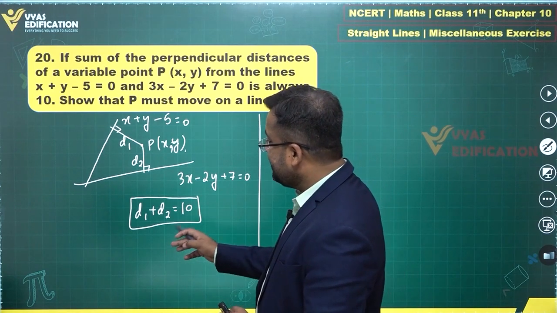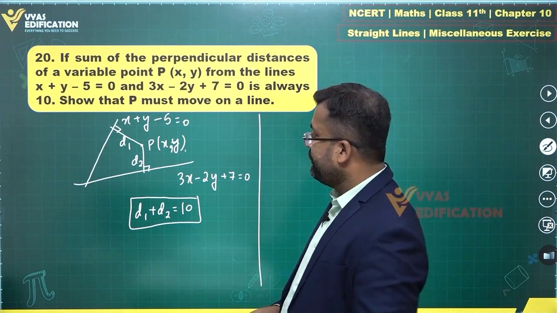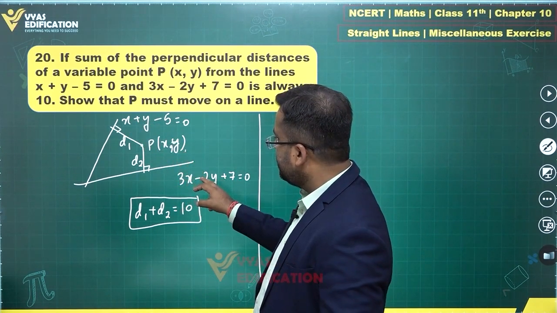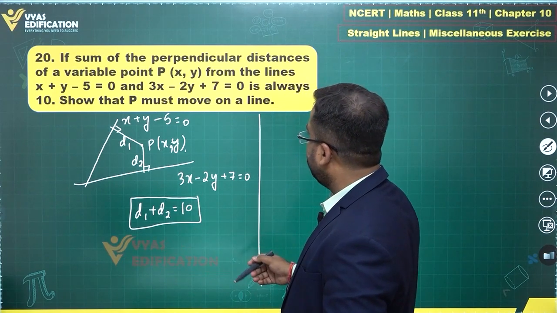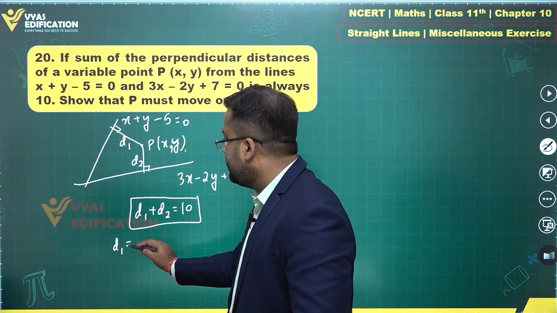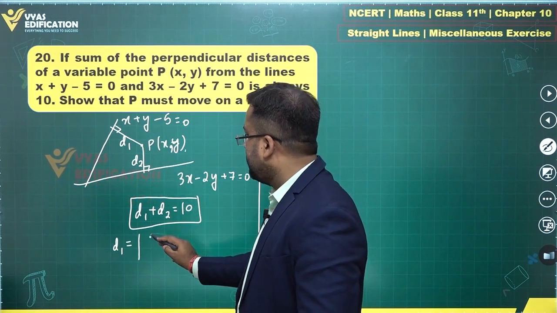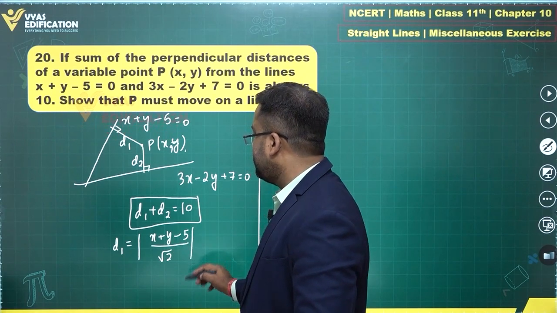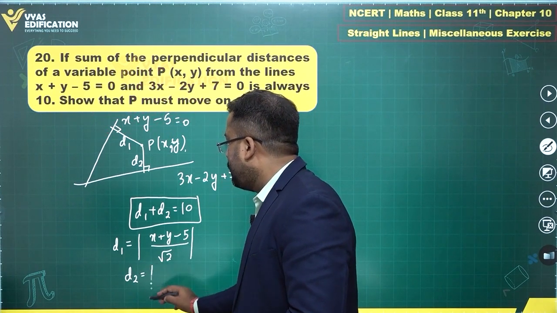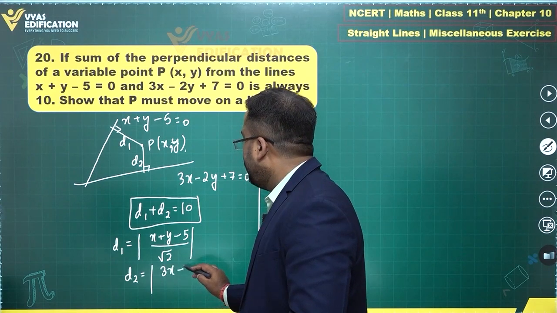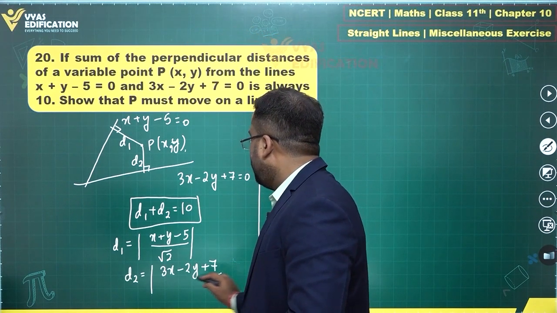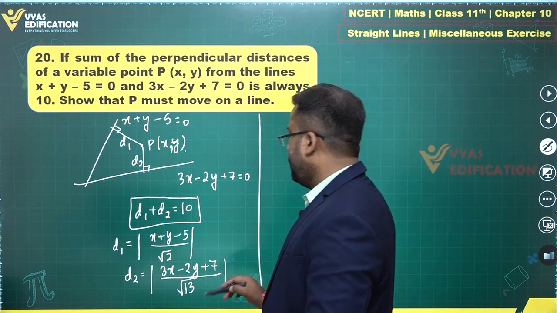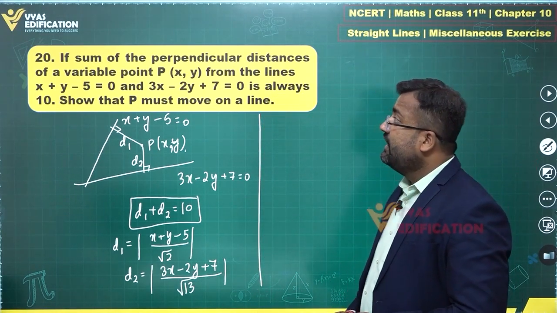So let's see, d1 plus d2 equal to 10. How will we apply this condition? We can directly write the distance of this point from this line and from that line, and substitute it over here. d1 is the modulus of x plus y minus 5 upon square root of 1 square plus 1 square, which is root 2. d2 is the modulus of 3x minus 2y plus 7 upon under root of 3 square plus 2 square, which is root 13. These are d1 and d2 respectively.